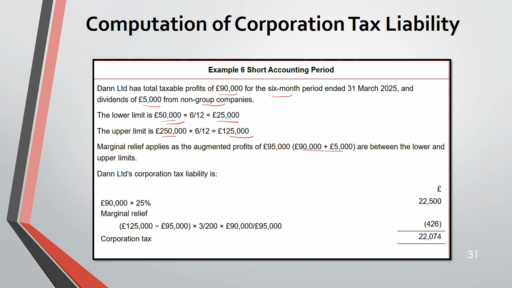And this 95 is between 25 and 125. So marginal relief applies. We'll go by the first method, not 26.5%. So take 25% into 90,000, that is TTP, and deduct marginal relief. So 125 is your upper limit now, minus augmented profit 95, into 3 divided by 200 standard fraction, and TTP 90,000 divided by augmented profit 95, and get the corporation tax.